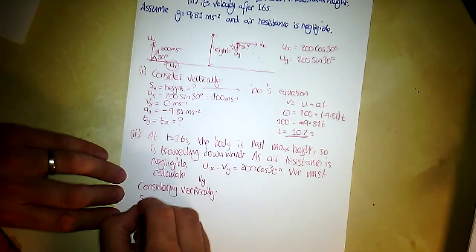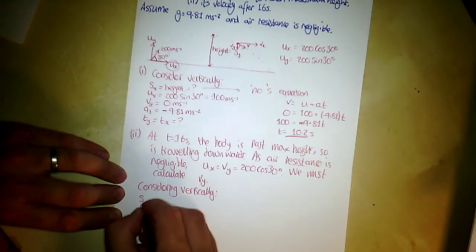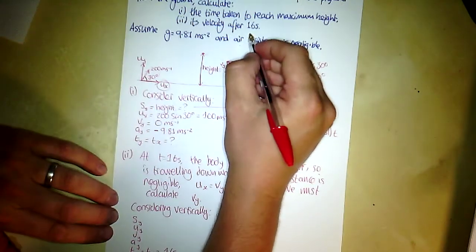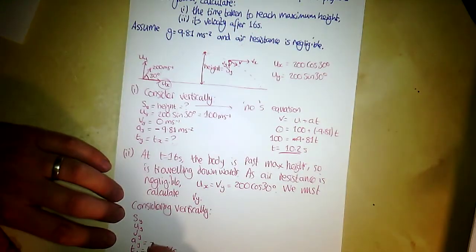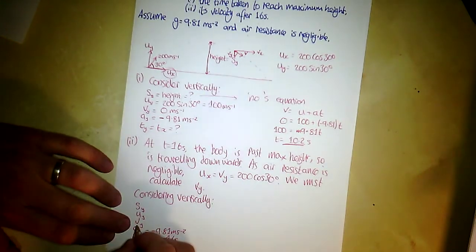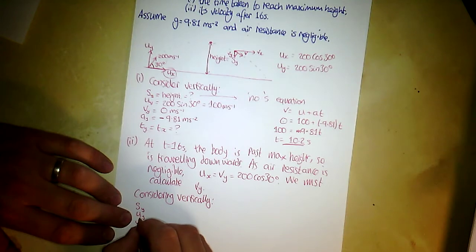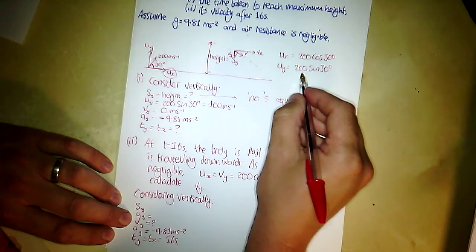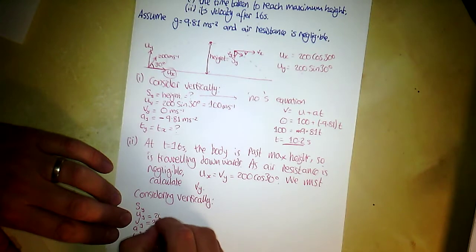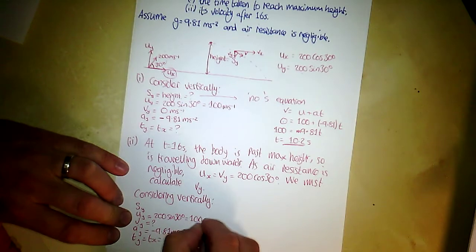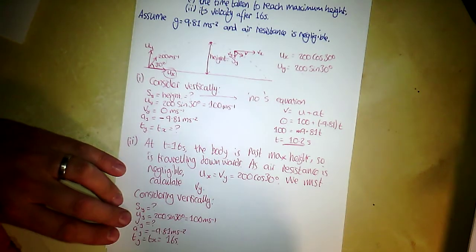And we write down our variables s, u, v, a, t in the vertical direction. So t in y, we know that ty equals tx, which is 16 seconds, what it asked for in the question. We know that acceleration is minus 9.81 due to gravity. We know vy is what we are trying to find out, that's our unknown. We're still considering from the start uy, 200 sine of 30 degrees, which was 100 meters per second. And sy we don't know.